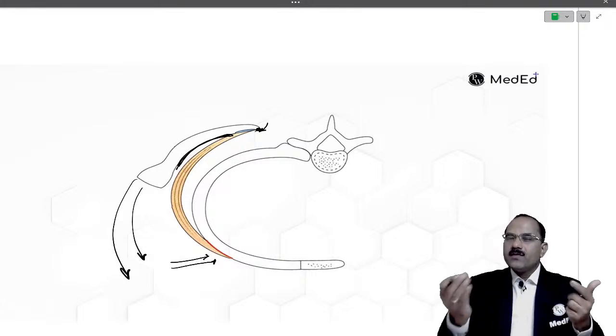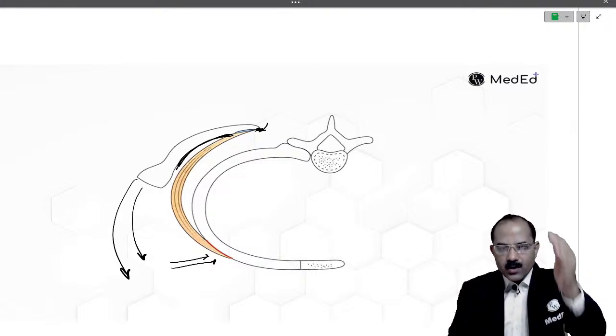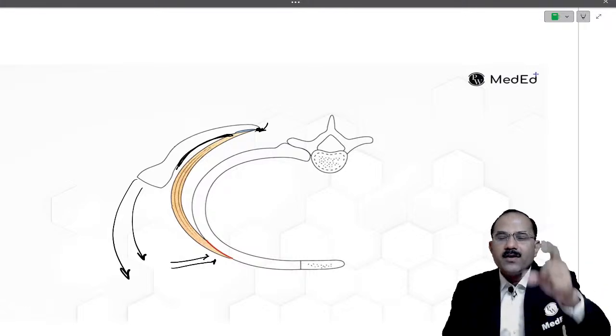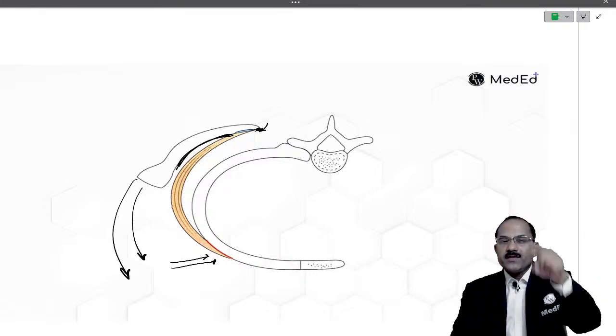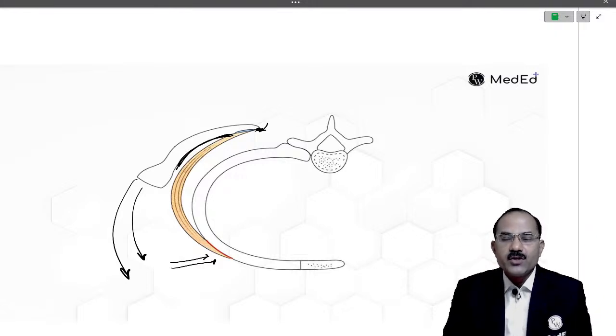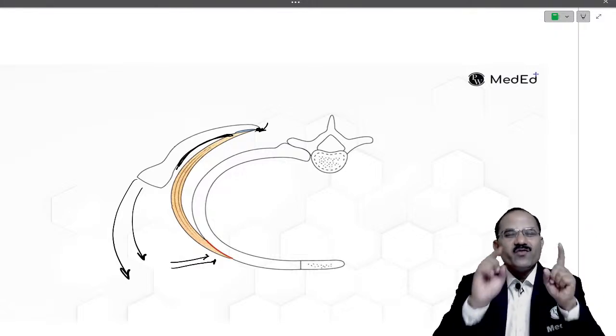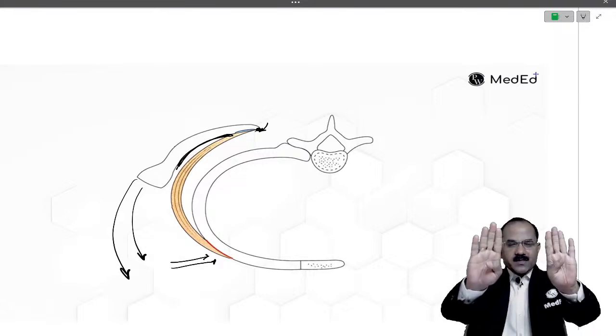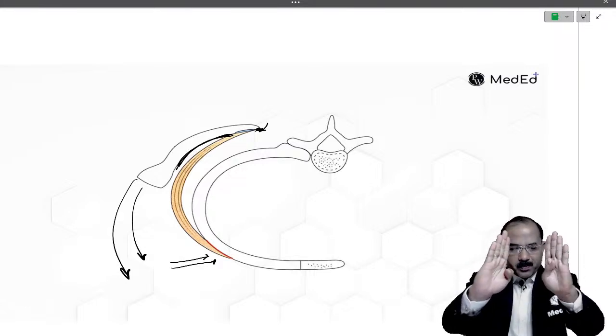Now, what is the nerve supplying the serratus anterior? That's the long thoracic nerve, or the nerve to serratus anterior, or the nerve of Bell. The root value is C5, C6, C7, and injury to this nerve would lead to winging of scapula. So what happens is the medial border of scapula becomes prominent.